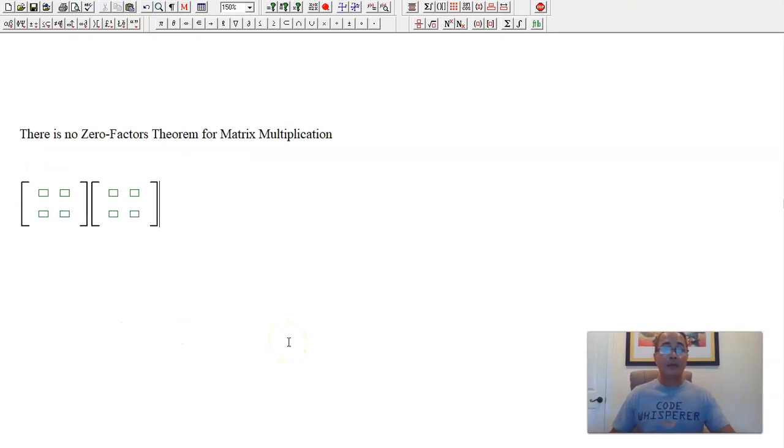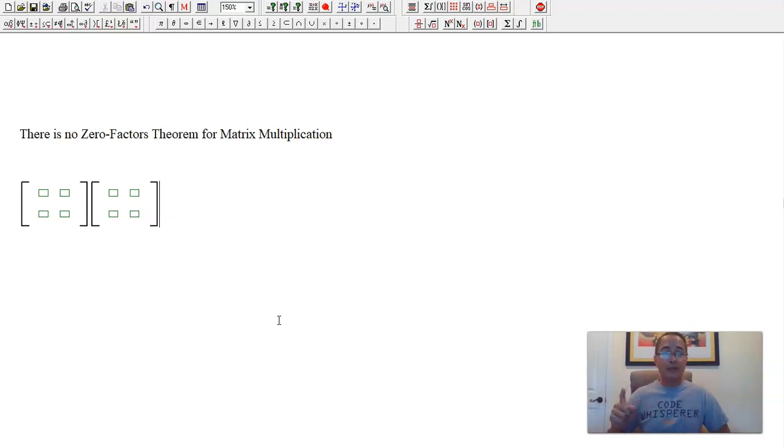Now, the second exception that I want to show you is that there is no such thing as a zero factors theorem for matrix multiplication. What is true for real numbers? If you multiply two real numbers together and you get the answer 0, then one of them had to be the number 0. We just saw the zero matrix, okay? And it has a magical property, I guess, although not very surprising, that if you multiply any matrix by the zero matrix, all the entries also become 0.